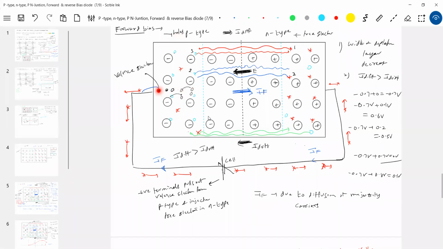Now this valence electron, the moment it comes here, will be pulled by the positive terminal and it becomes a free electron, because the free electron can flow in the wire. It will come like this. The movement of charge will occur.